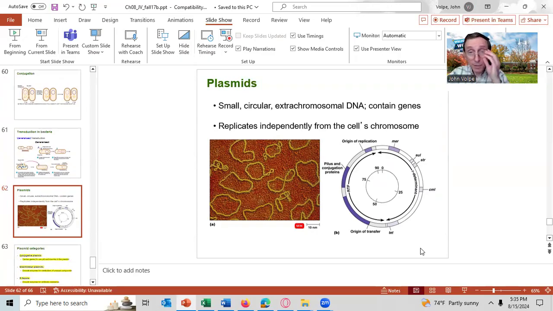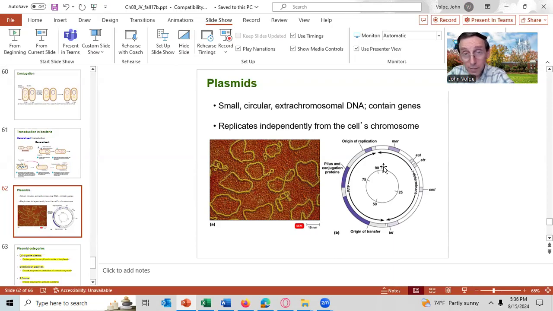However, shown here, you can see that you can count the number of genes on probably one hand, maybe two hands. It's very few genes on a plasmid, whereas a chromosome has thousands, maybe even hundreds of thousands of genes. So a chromosome is a much bigger piece of DNA and has many more genes.